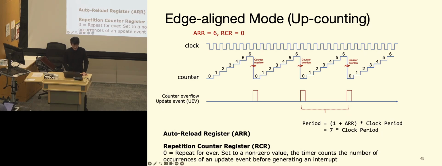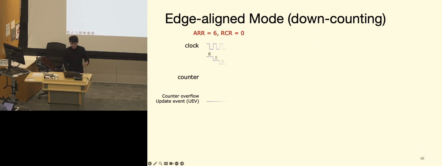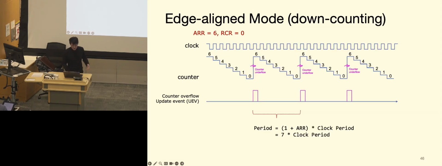Okay. And that was the up counting. We also have the down counting. It's pretty much the same idea. It just counts from an auto-reloaded value set by the ARR, here again 6, and then always comes down to 0. After it reaches 0, hardware automatically reloads the counter from the ARR value, basically going back to 6, and then does that again. Every time that happens, it generates a counter underflow event, and an update event happens.